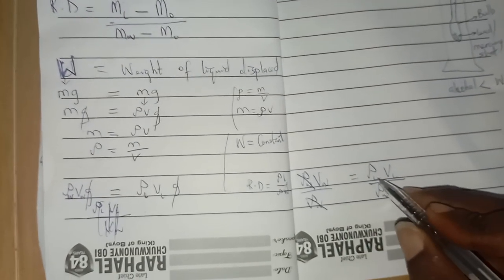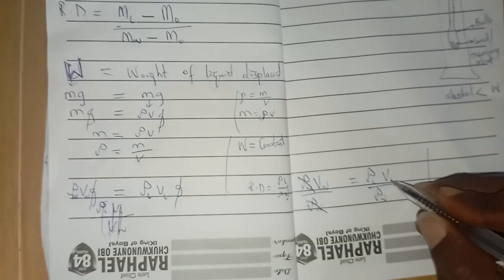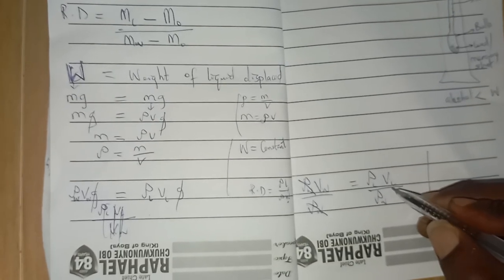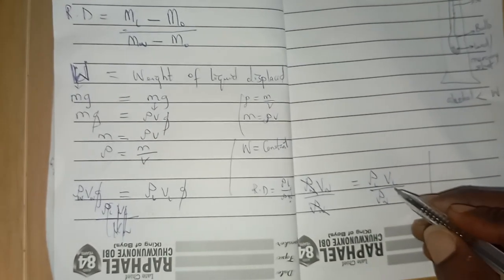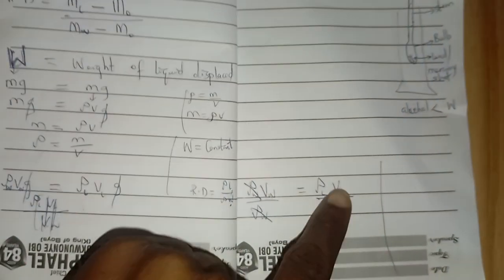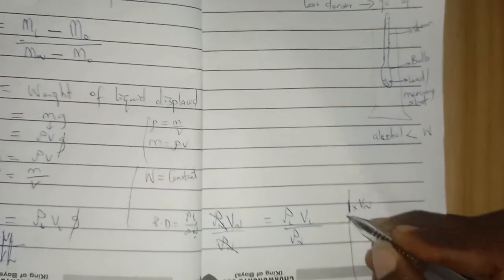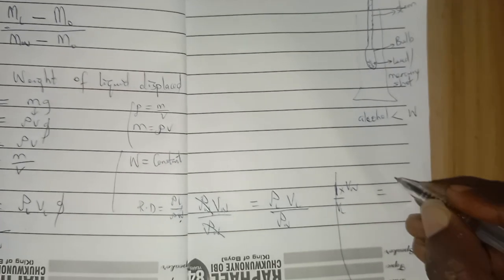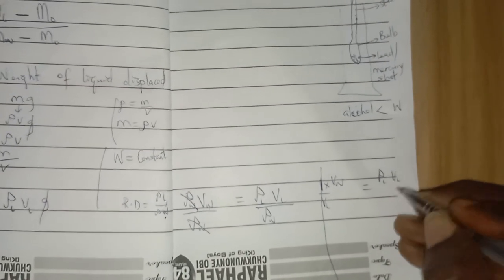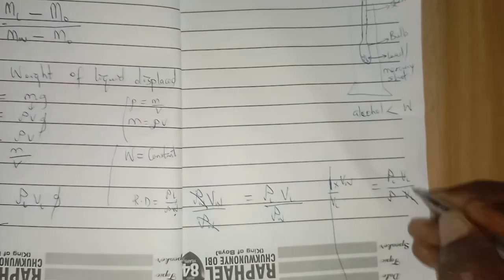VW is equal to. But what I'm looking for is a situation where I have this and this on one side. So that means I'll divide now by volume of liquid. If I divide both sides by volume of liquid, it's the same thing as saying VW times 1 over VL is equal to density of liquid VL over. This will cancel this.